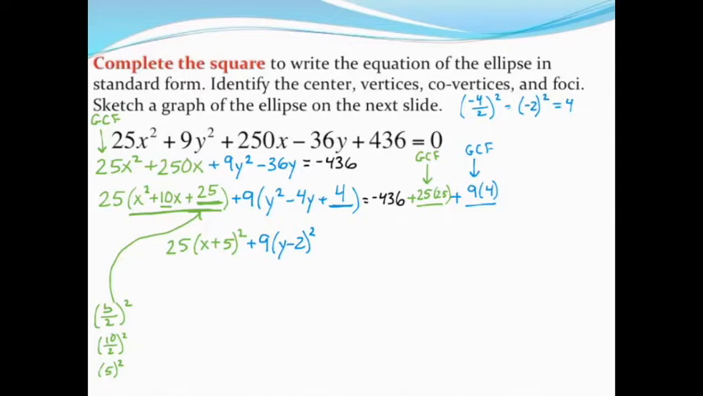And then finally on the other side, I'm going to use a calculator and get all that stuff added together. Negative 436 plus 25 times 25 plus 9 times 4 all results in an answer of 225.